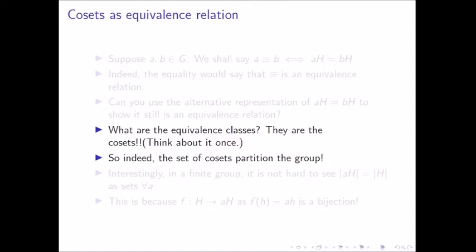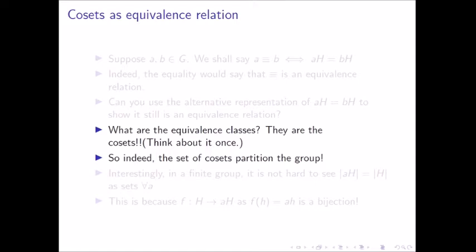But our question is, what are the equivalence classes? If we look closely, it turns out that they are the cosets. So if A is equivalent to B, then A is an element of the coset BH, because A is an element of AH, so A is an element of BH. So basically, these cosets are the equivalence classes. That is, A and B are equivalent if and only if they belong to the same coset of H.